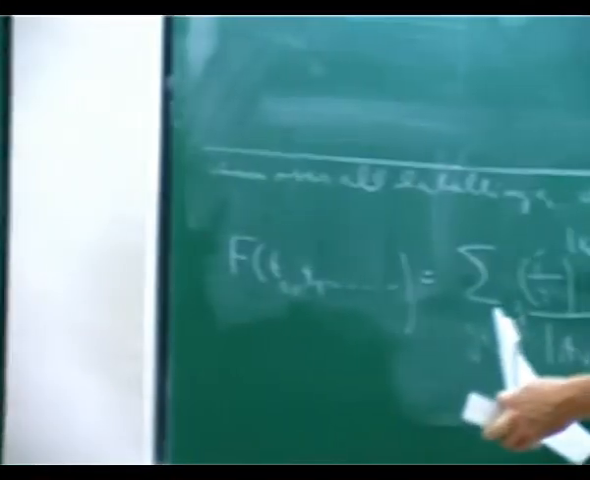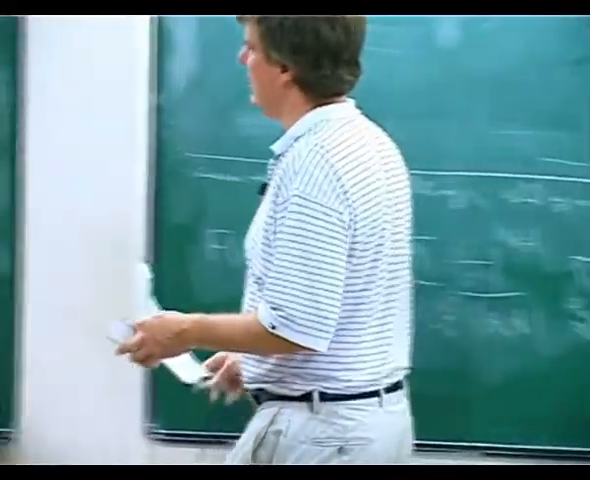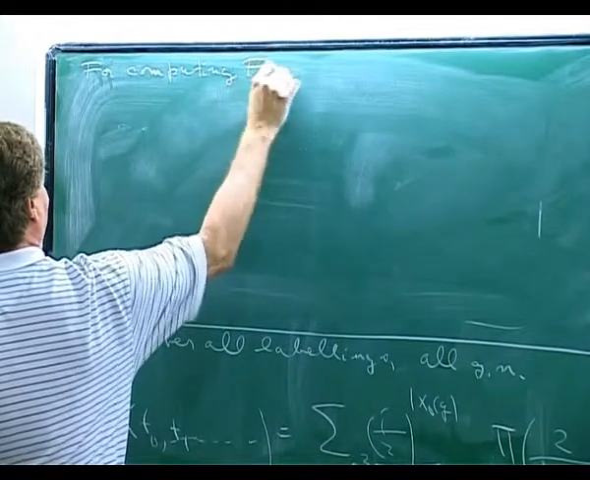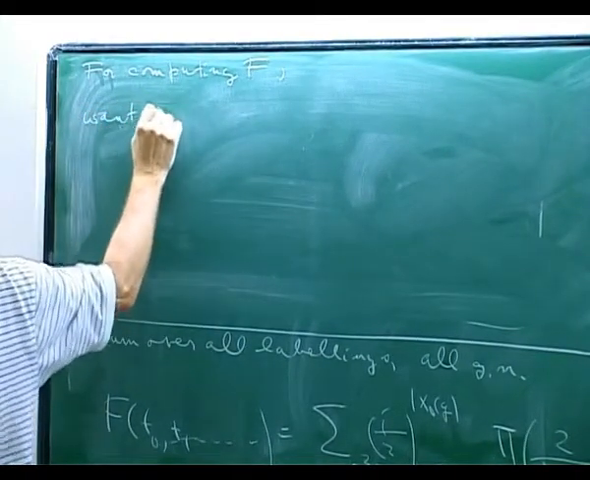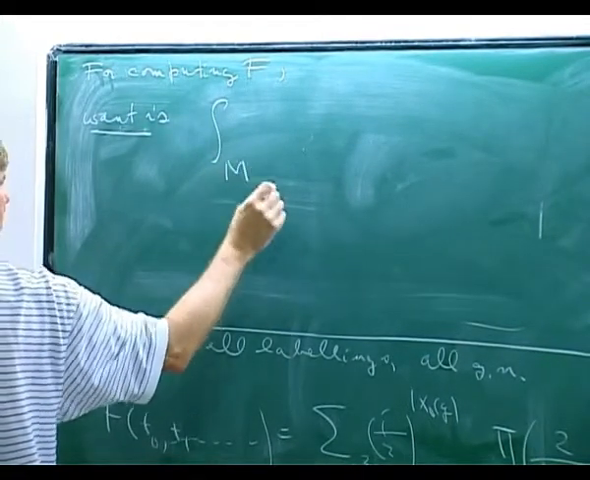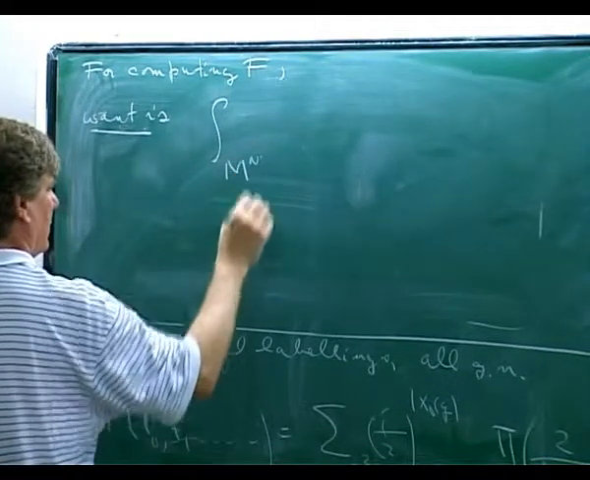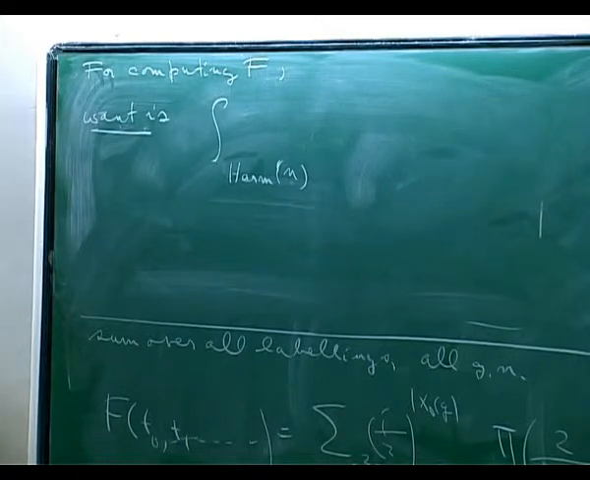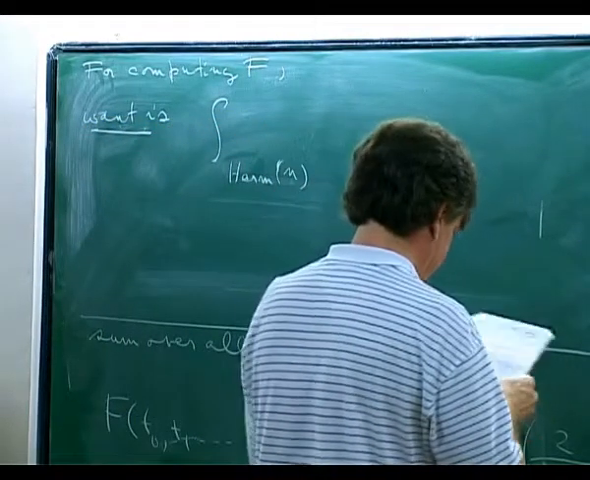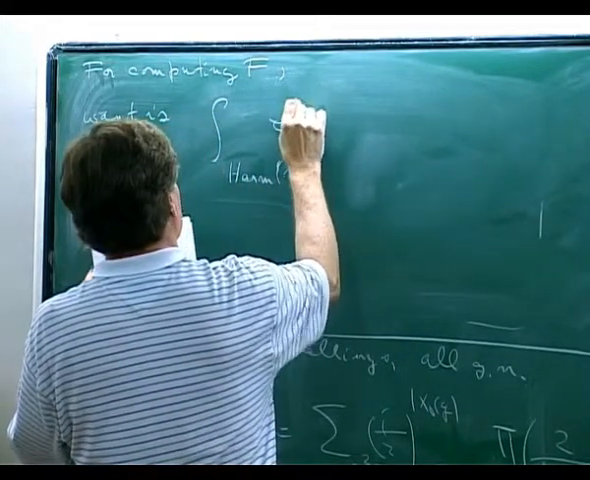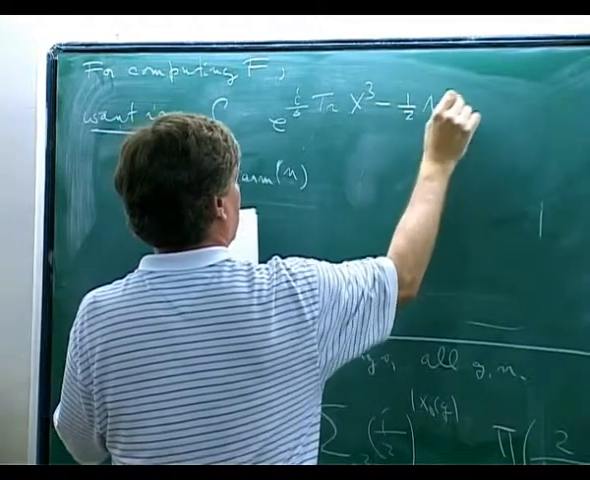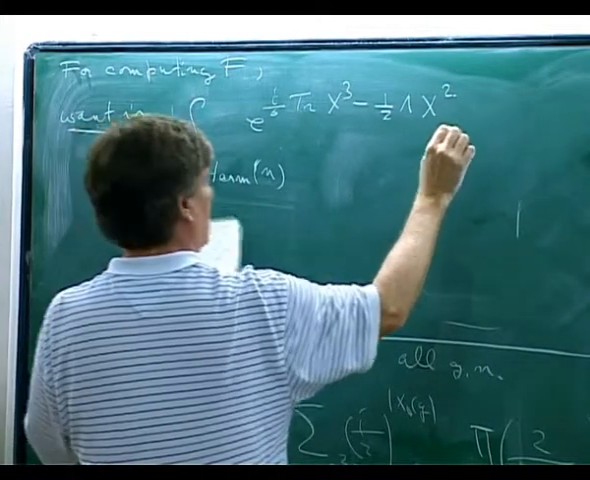So we had trivalent graphs, G is 3, and basically the statement is that for computing F, what you want is the integral now over the n by n matrices. Actually, it's the Hermitian matrices. So I'm skipping stuff. Of e to the i over 6 trace of X cubed minus 1/2 of lambda X squared dX.